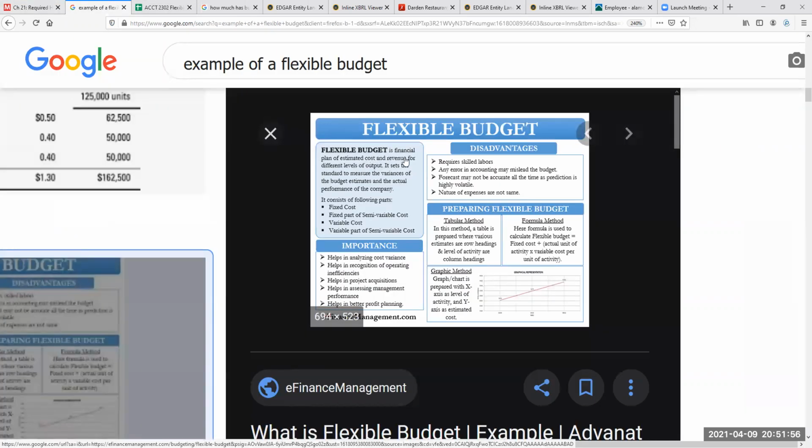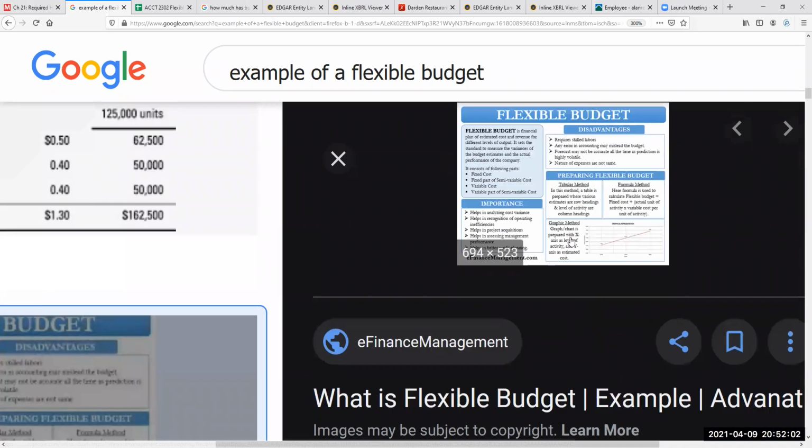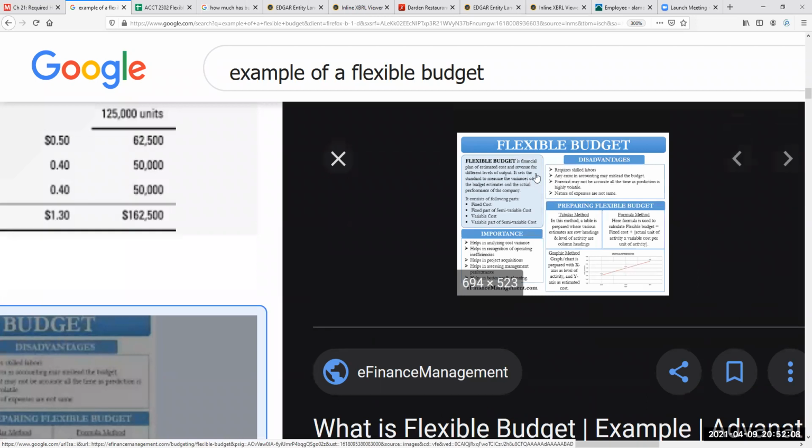So first off, a flexible budget is a financial plan of estimated costs for different levels of output.